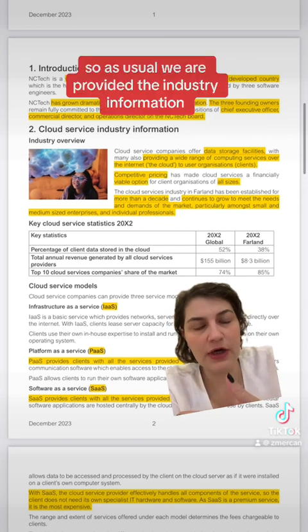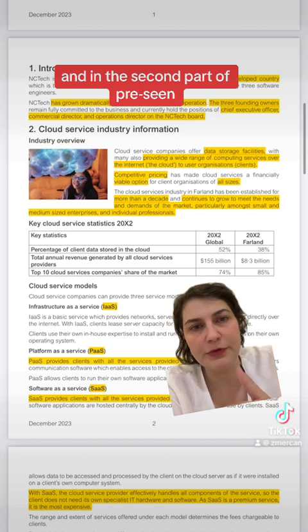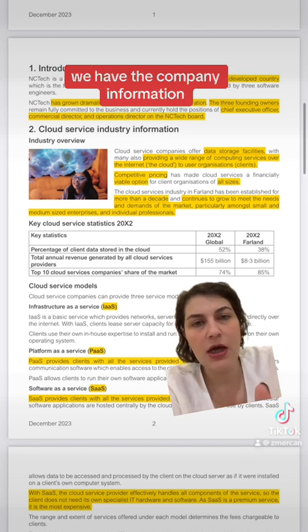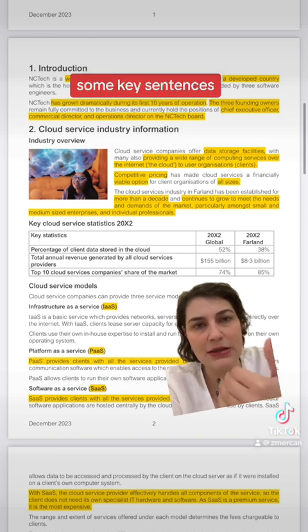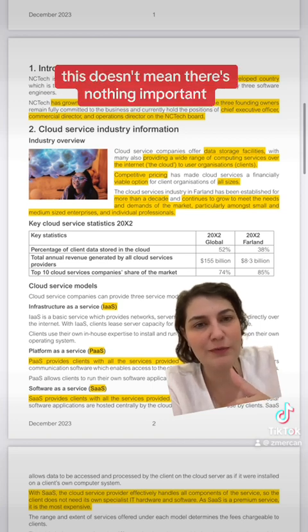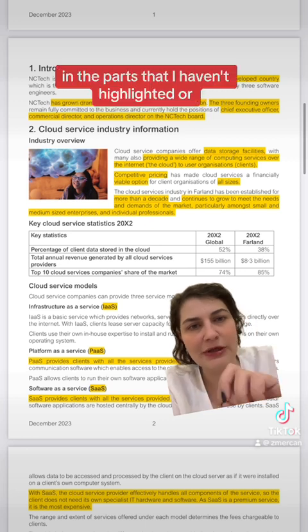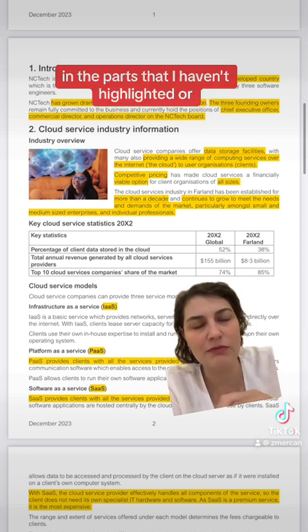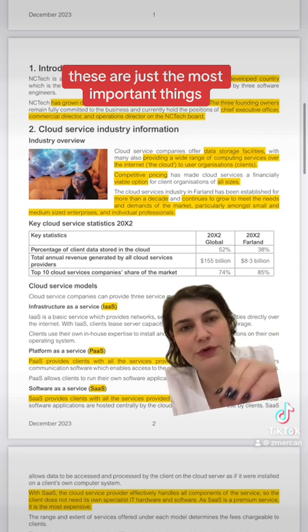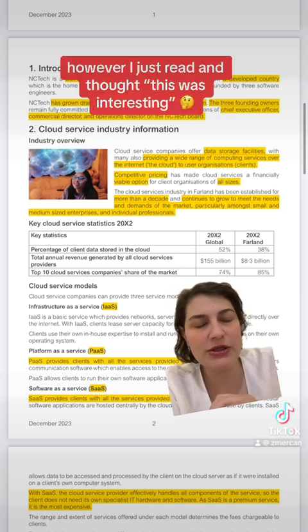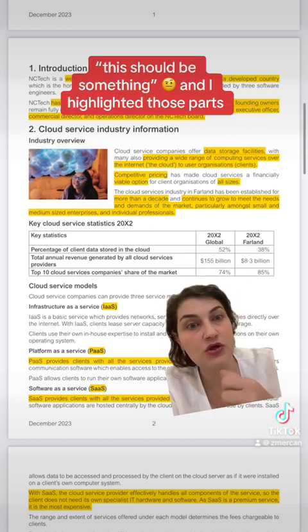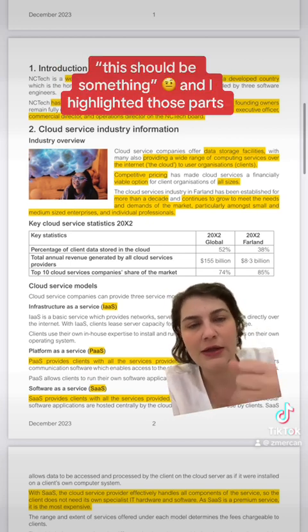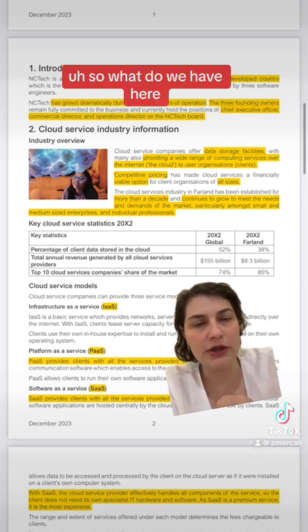So as usual, we are provided the industry information, and in the second part of the pre-seen, we have the company information. You will see that I highlighted some keywords, some key sentences according to me. This doesn't mean there's nothing important in the parts that I haven't highlighted, or that these are just the most important things. However, I just read and thought this was interesting, this is important, and I highlighted those parts. So what do we have here?